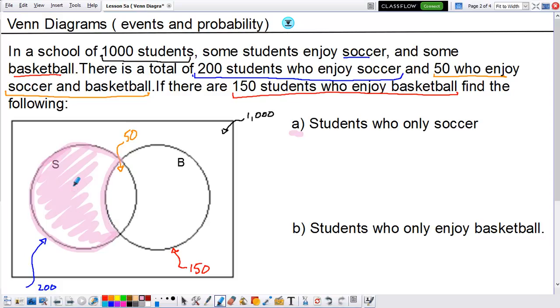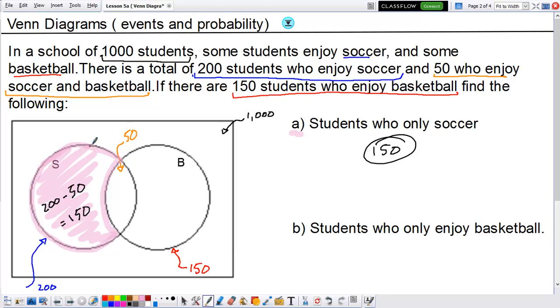How can we figure out this region? Well, we know that the whole circle is 200. We know that the small intersection is 50. So that means that the region here is going to be 200. So let's write that down here. We know that it's 200 because that's the whole circle. And you want to eliminate the small region, which is 50. So that means that we have a total of 150 students who just enjoy soccer. So here, our answer is 150.